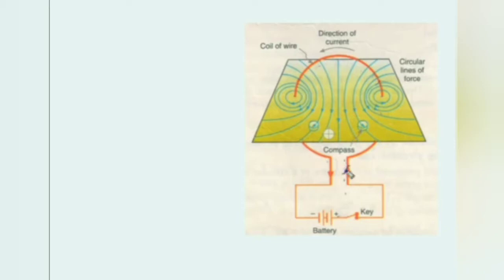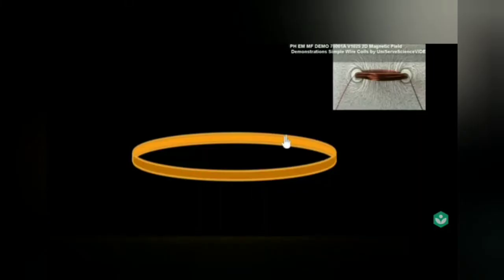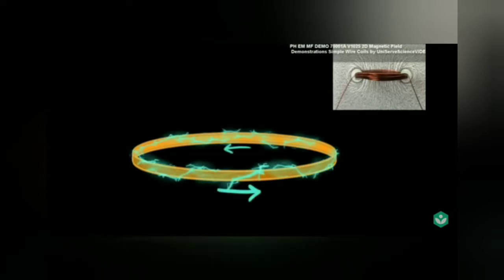Now I will take one concentric circle and explain to you, using right hand thumb rule, the direction of magnetic field lines. Listen and understand carefully. Now here is our copper circle, which is almost similar to that loop. Current is flowing in this direction. Now we need to find magnetic field direction everywhere on this circular loop.